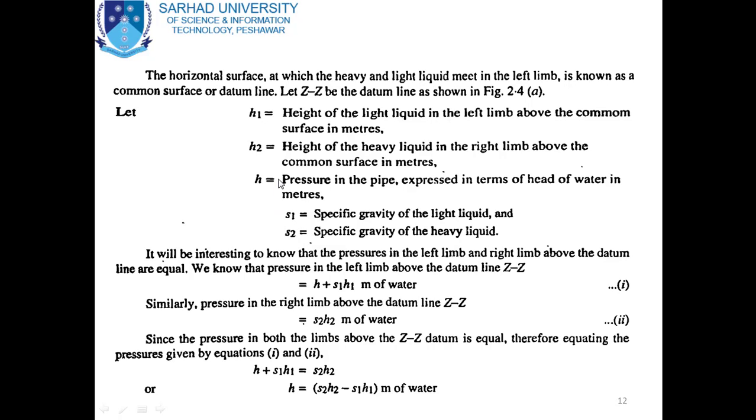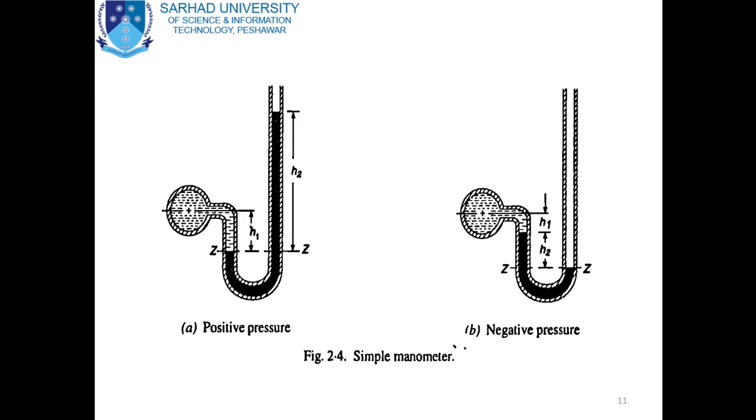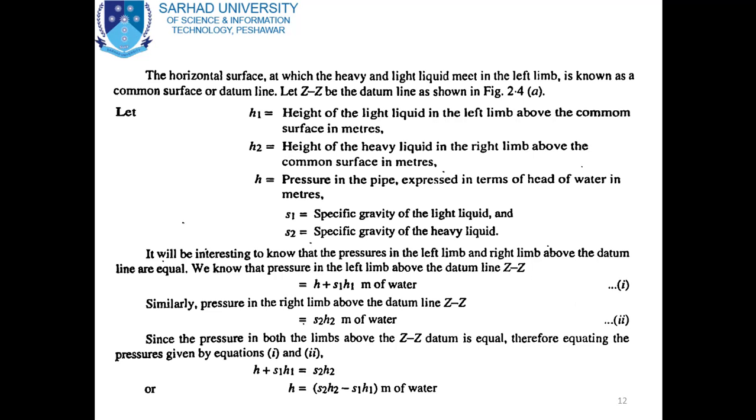H is equal to the pressure in the pipe expressed in terms of head of water in meters. So H is the pressure in terms of head of water in the pipe, and it is measured in meters of water.